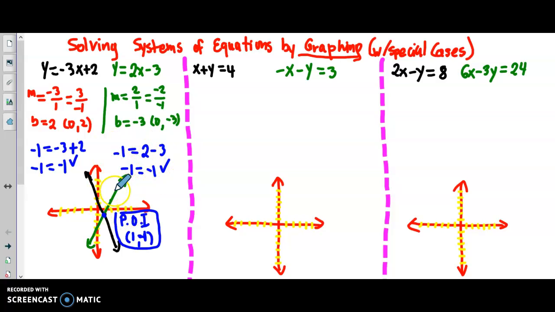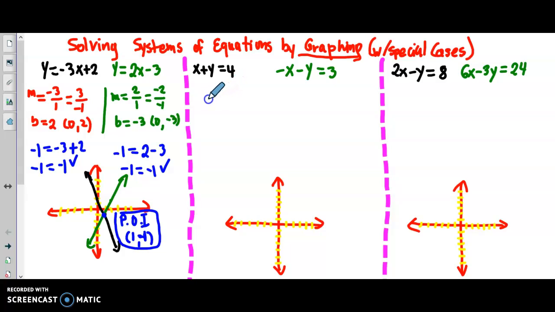So here's what happened in the first example. We started with two equations. They were both solved for y, so I didn't have to do any extra work there. I pulled out the m and the b of each, and because the m's and the b's were both different, I anticipated getting two different lines meeting at one point, and that's exactly what happened. Let's go to the second example.